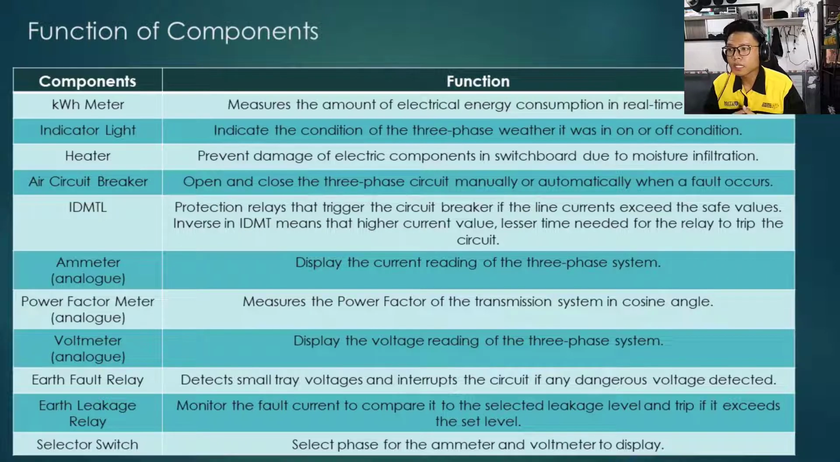For the emitter, the function is to display the current reading of the three-phase system in analog. For the PF meter, to measure the power factor of the transmission system in cosine angle, also in analog. And then the voltmeter is to display the voltage reading of the three-phase system in analog.